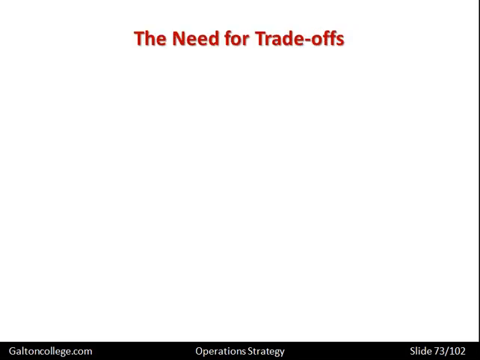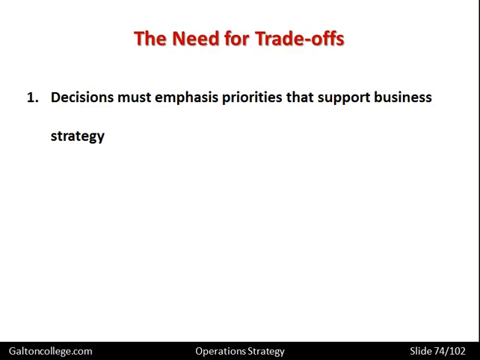The need for trade-offs. Well, decisions must emphasize priorities that support business strategy. So the decisions must emphasize the priorities. The priorities of the business should be clearly stated, and they should be in accordance with the business strategy.